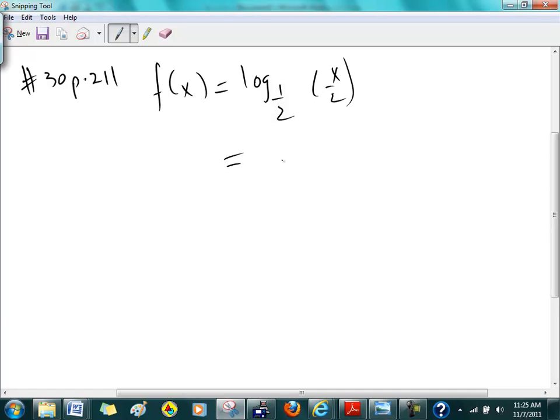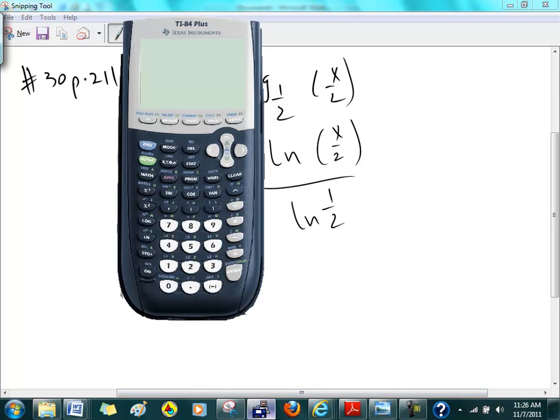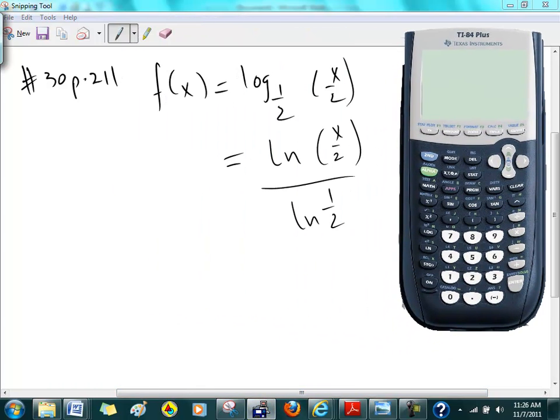So you know that this is the same thing as if I were to do ln of x over 2 divided by ln of half. Okay, from the change of base formula. So then you just plug and chug. What's the big deal? Well, do you have your calculator there so you can do what I'm trying to do? So I'm going to go ln x divided by 2, the whole thing divided by ln of 1/2.